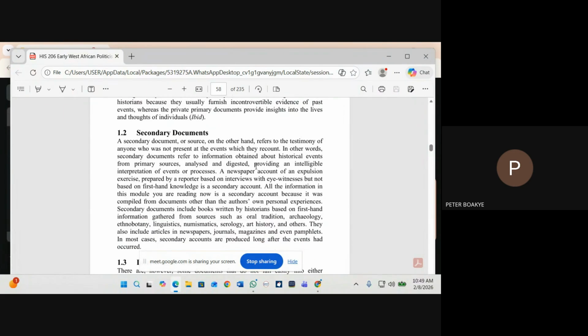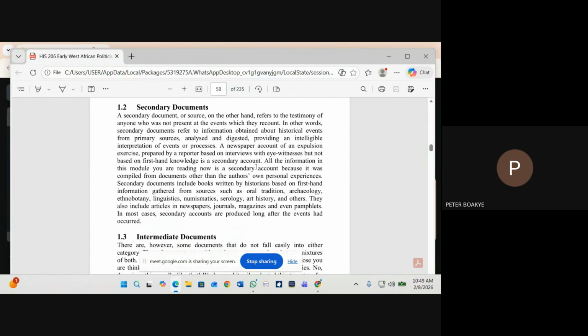So a newspaper account of an expulsion exercise prepared by a reporter based on interviews with eyewitnesses, but not based on first-hand knowledge, is a secondary source. All the information in this module you are reading now is a secondary account because it was compiled from documents other than the authors or those who witnessed the events themselves.